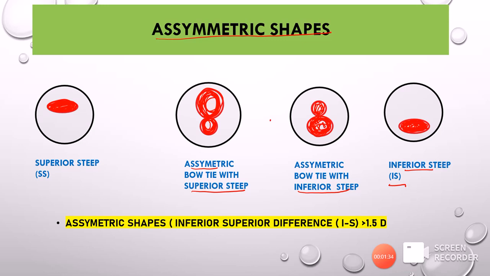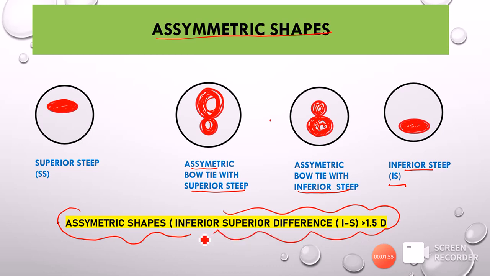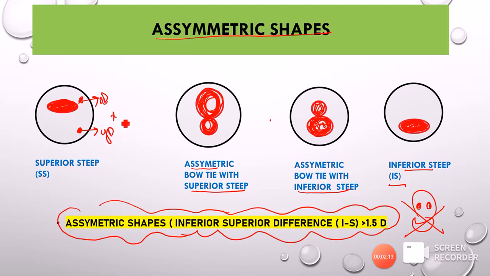Now, asymmetrical shapes can also be normal when the inferior and superior dioptric readings, or the curvature readings, differ by less than 1.5. What I have written over here: asymmetrical shapes with an inferior superior difference of more than 1.5 means that there is danger, that there is a risk of ectasia. So in this superior steep, if you take a point over here and a point over here and see their dioptric values, say X D and Y D, X minus Y should be less than 1.5 diopters.